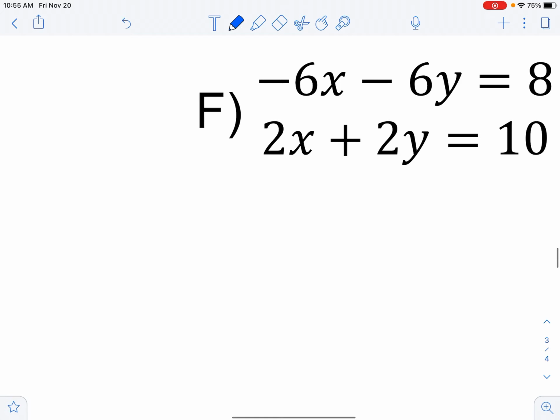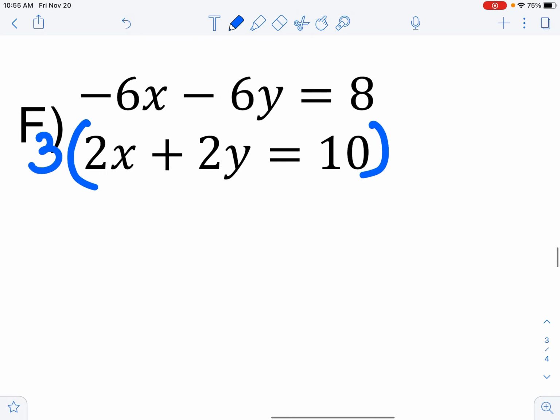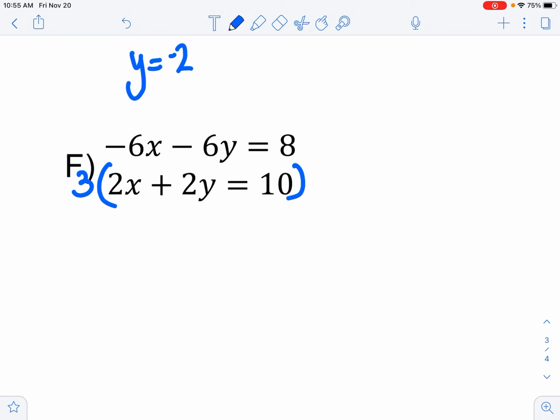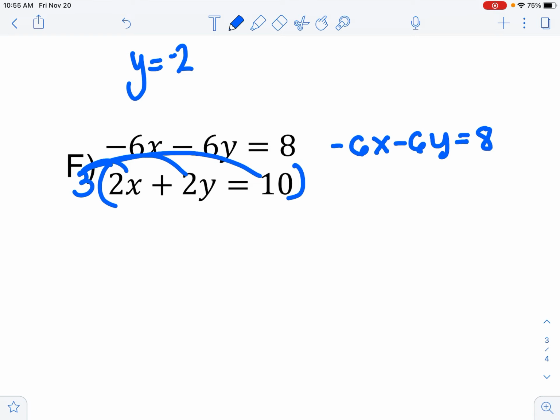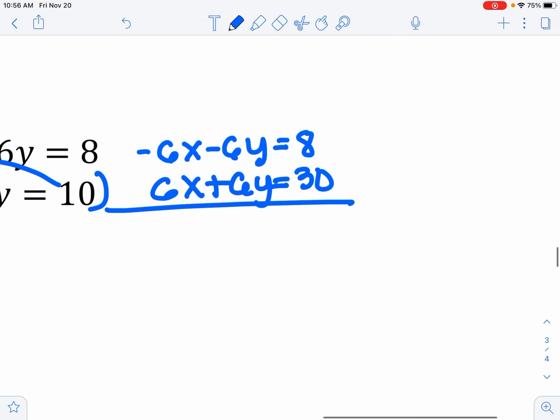All right, let's try another one here. So I have my 6x and a 2x here, and I say, okay, I can get a 2x to be a 6x. So how can I get a 2x to be a 6x? I can multiply it by 3. That'll give me 6x, and then they'll cancel. So I'm going to rewrite the first equation down because it's not right underneath it. So I'm going to have -6x minus 6y equals 8. And then for my second equation, I'm going to distribute the 3 here. I have 6x plus 6y equals 30.